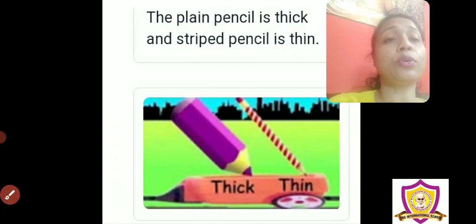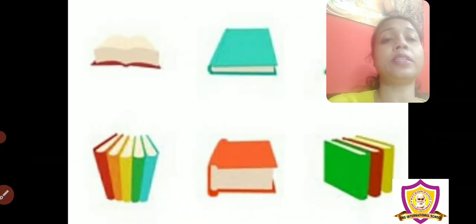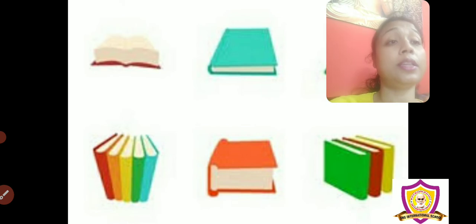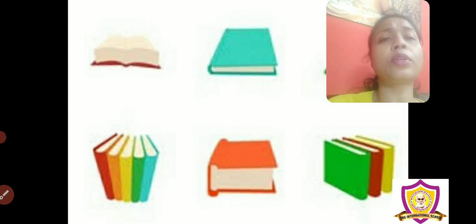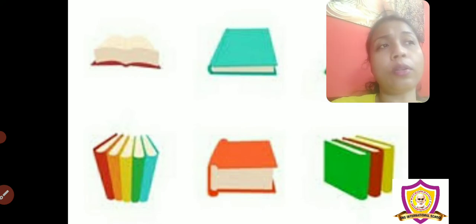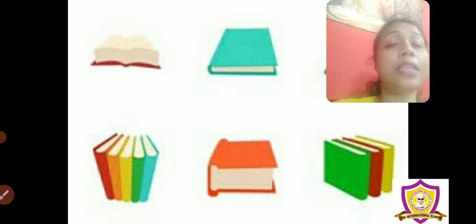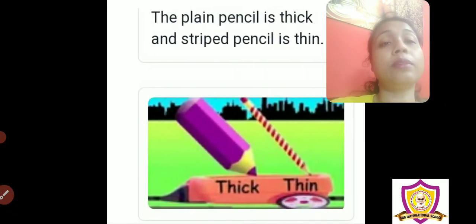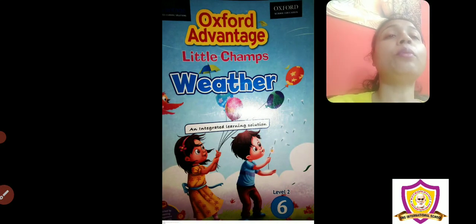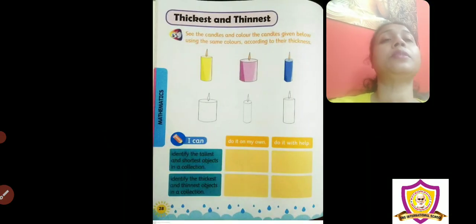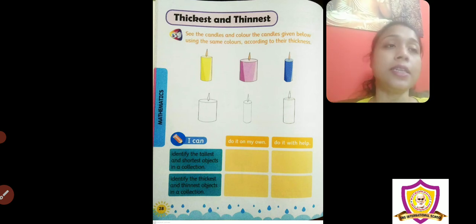Now I will show you something. The books you have seen here, there are lots of books. Even at your place, you have lots of books. You can take your books and all the other books of your sister and brother, and check which book is thickest and which book is thinnest. This is one of the concepts that we are saying by observing. Now when you take your weather book, you will see this page, thickest and thinnest.